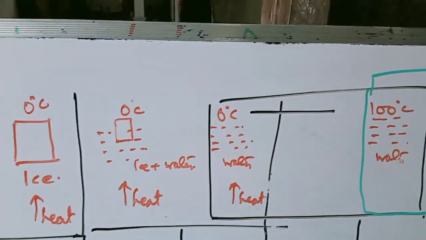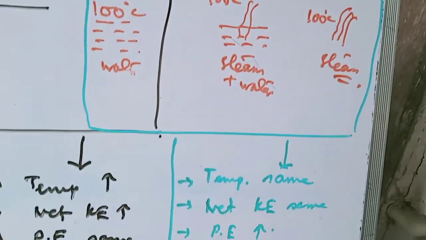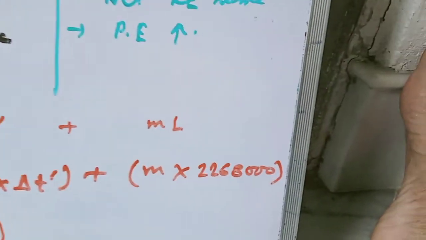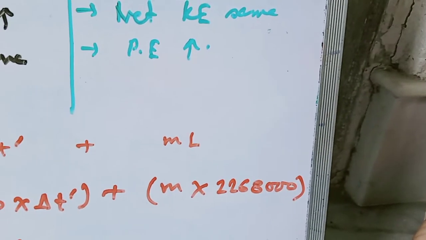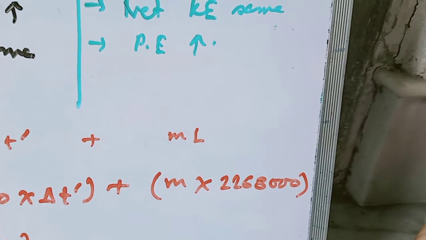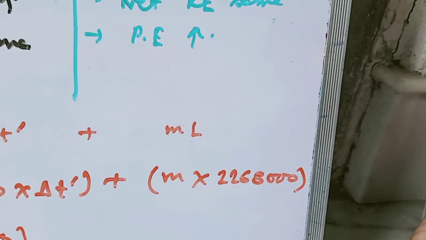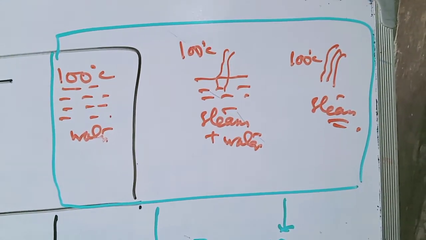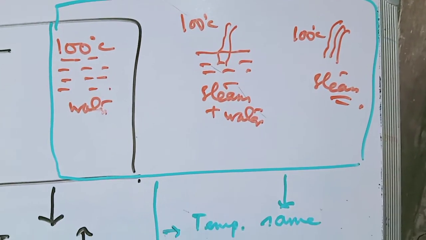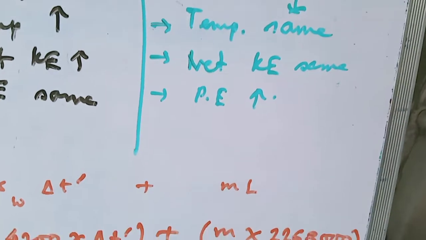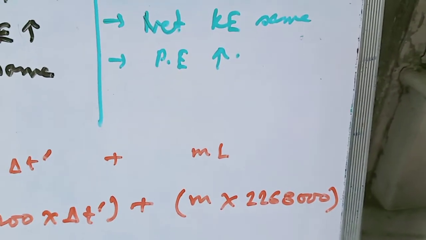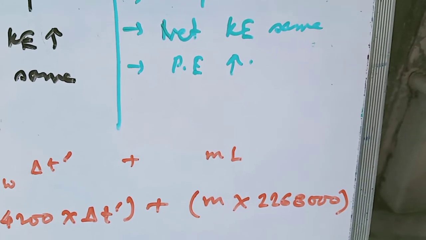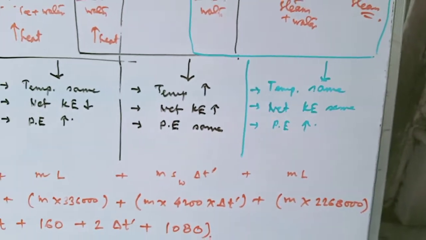So here the heat energy required to convert m gram of water to m gram of steam at 100 degrees Celsius is m into latent heat of vaporization. Similarly, when 100 gram of steam gets converted to 100 gram of water without any change in temperature, then the heat released by the system will be equal to mass into latent heat of vaporization of steam.